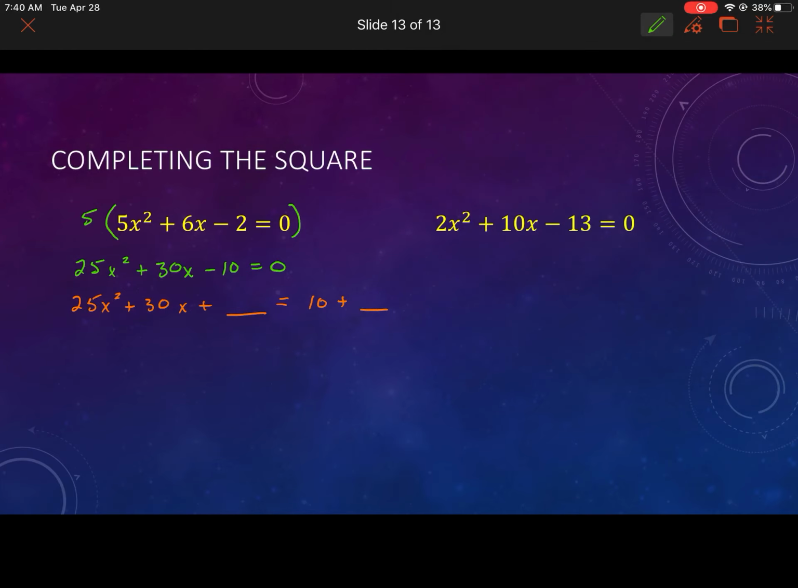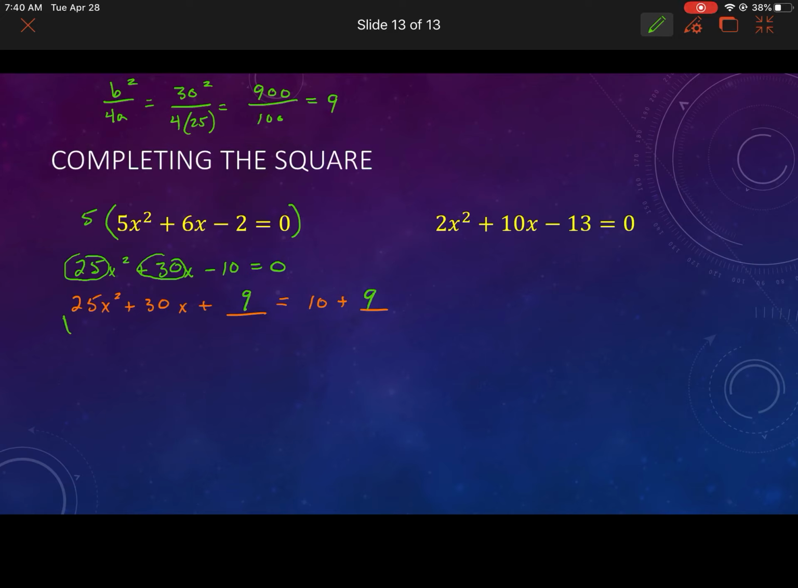All right, so we're going to use the b squared over 4 times a, and remember, we're going to use this new b and this new a, okay? So 30 squared divided by 4 times 25. So 30 squared is going to be 30 times 30, so 900, divided by 4 times 25. 4 times 25 is 100. So I know they look big at first. They're always going to kind of get down to a perfect square here. So we're going to add 9 to both sides.